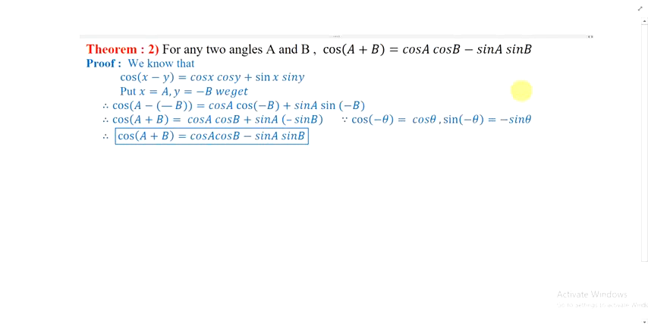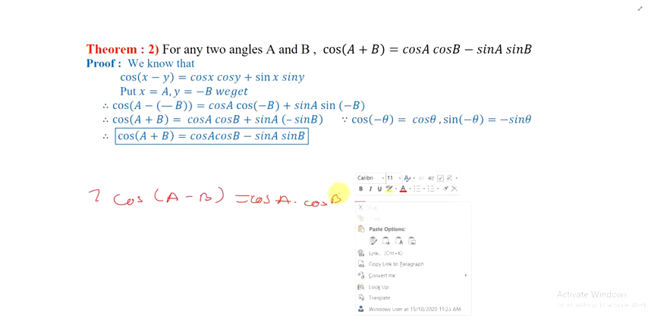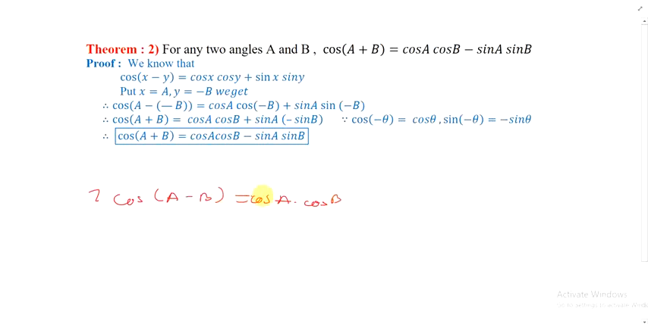Students, in yesterday's lecture, we have started a new chapter that is Trigonometry 2. If you remember, in yesterday's lecture, we have proved one result regarding two compound angles, that is cos(A minus B). Now here, cos(A minus B) is equal to cos A into cos B plus sine A into sine B, isn't it?